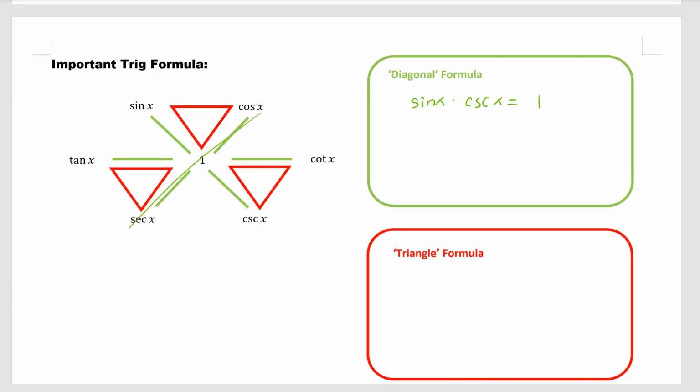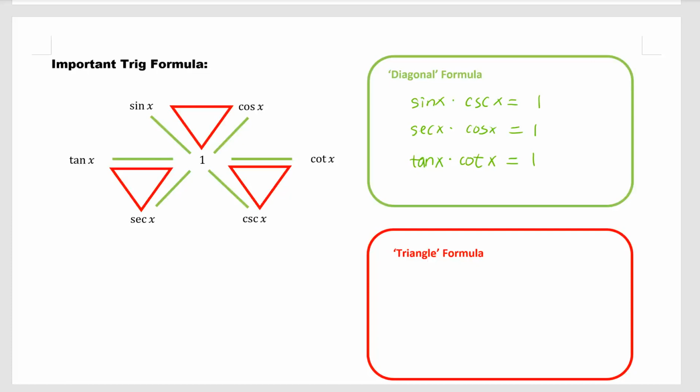Let's look at this diagonal. The product of the 2 ends equals the middle one. So secant x times cosine x equals 1. So then now I know secant is 1 over cosine. The third diagonal, tangent times cotangent equals 1. So cotangent is 1 over tangent.